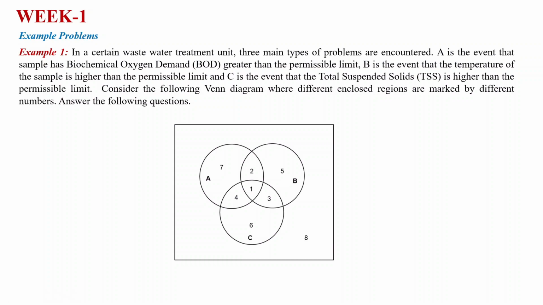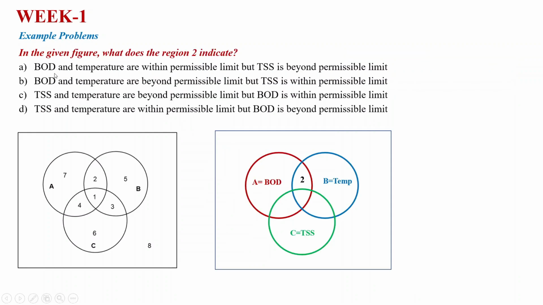So according to this, the question is framed like this. In the given figure, what does region 2 indicate? The options are: BOD and temperature within permissible limit but TSS beyond permissible limit, and so on. First we have to see the diagram. A is BOD beyond permissible limit, B is temperature beyond permissible limit, and C is total suspended solids beyond permissible limit.